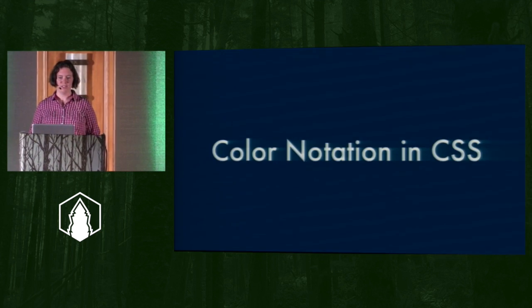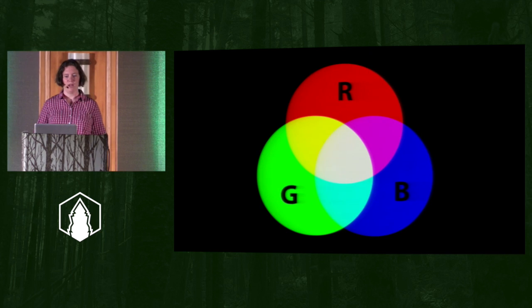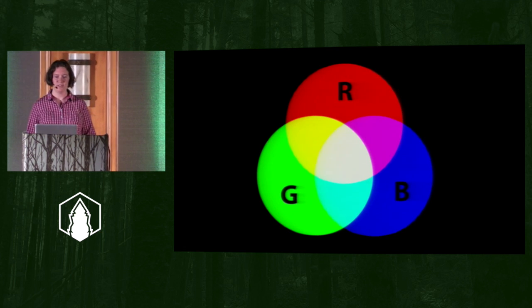In color notation in CSS, this is pretty much the first thing we learn in CSS, how to write out the colors. But it's important to know where these colors come from. The colors on the screen are dependent on what the light is that is received by your eye. And the screen gives you a combination of red, green, and blue that mix together to make all the different possible colors you can see.